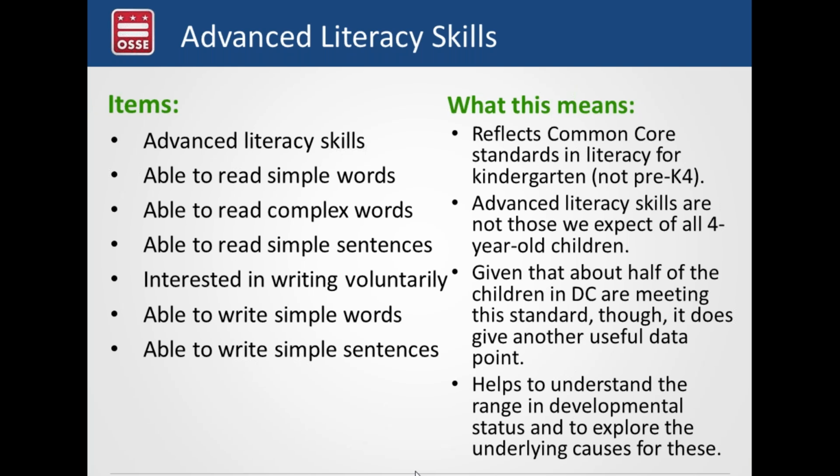But what's interesting, and the reason that it's still important to report this, is that there are actually about half of children in DC who are meeting the standard for advanced literacy. So, you know, this is still a worthy data point to look at, because although we don't expect this of this age group, about half the children in DC are able to be on track in these advanced literacy skills. So when you're thinking about equity and trying to understand the range of developmental status across DC, I think there's still something to be learned from this data, not necessarily to be alarmed, but to learn from it. Next slide.